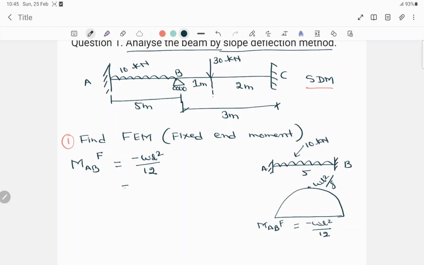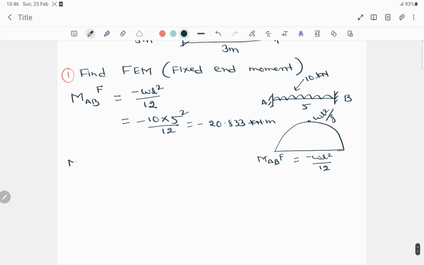Now here A to B, minus W is 10 into L is 5, so square upon 12. So we'll get the value around minus 20.833 kilonewton meter.